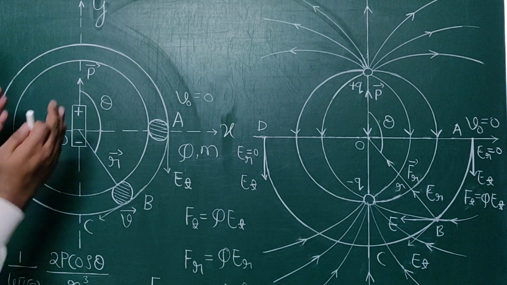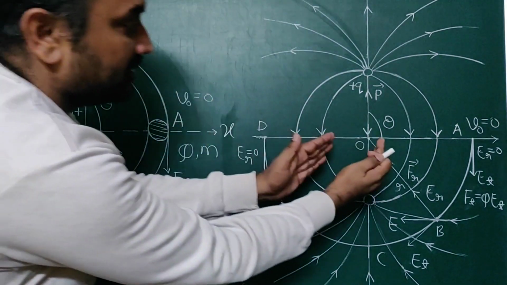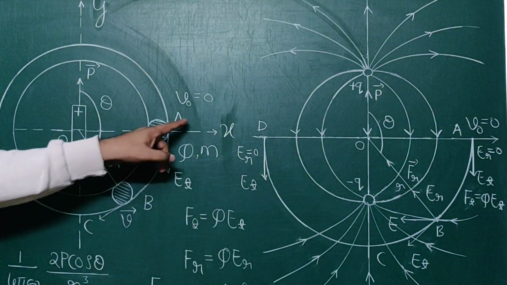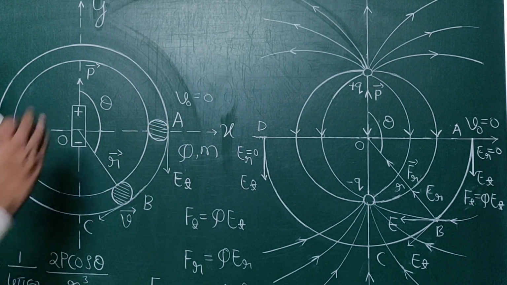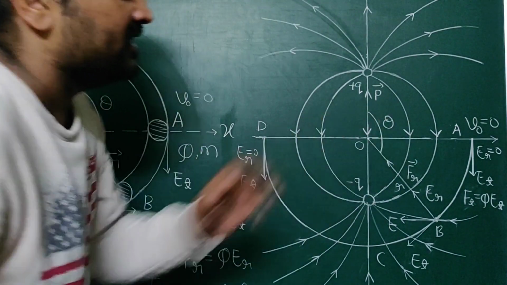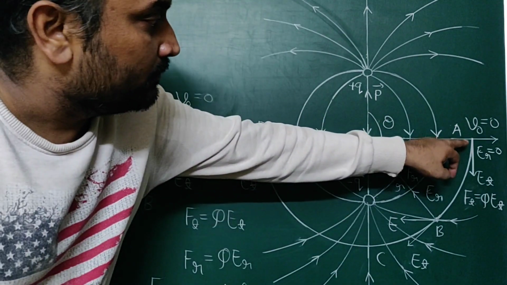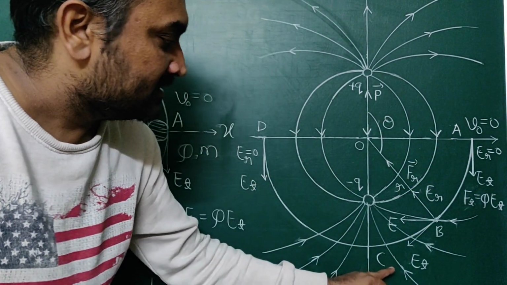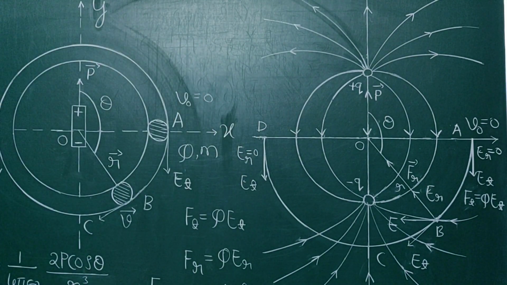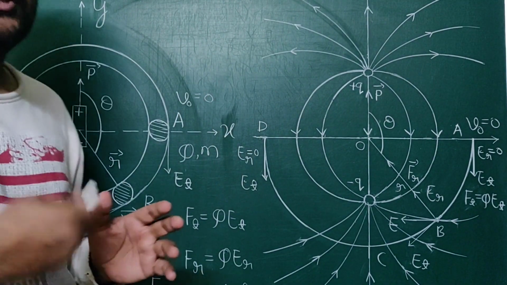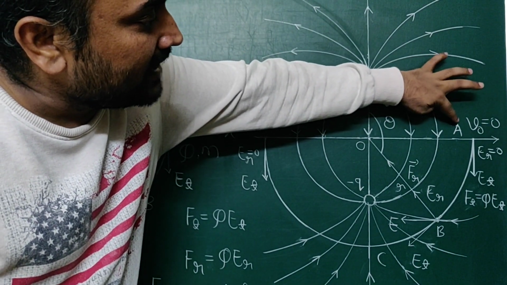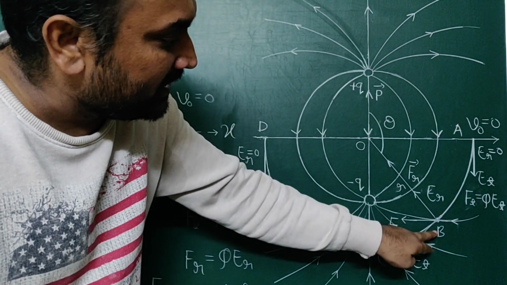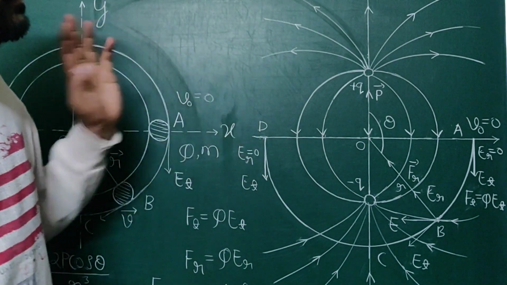Now, as the dipole is shifted from here to here, the points A, B, C and D are also shifted from here to here accordingly. Here you can see points A, B, C and D. Now, let us resolve the electric field produced by the dipole at points A, B, C and D.